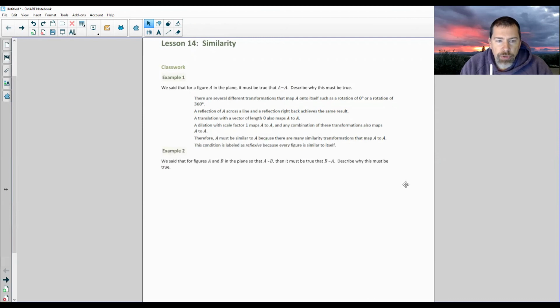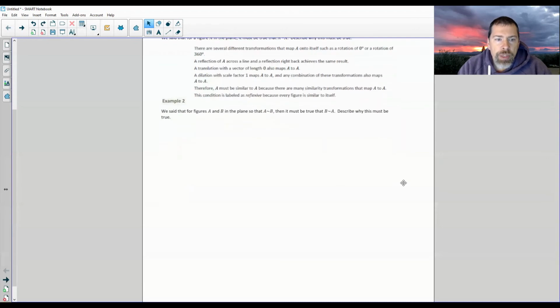Okay, example 2. We said that for figures A and B in the plane, if A is similar to B, then it must be true that B is similar to A. Describe why this must be true. So what we're saying is if A gets mapped to B, then B has to get mapped onto A. Okay, yeah, that kind of makes sense.